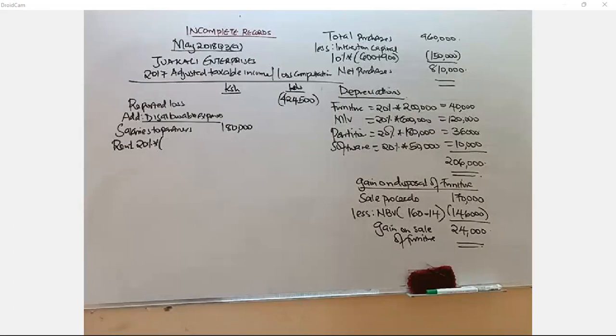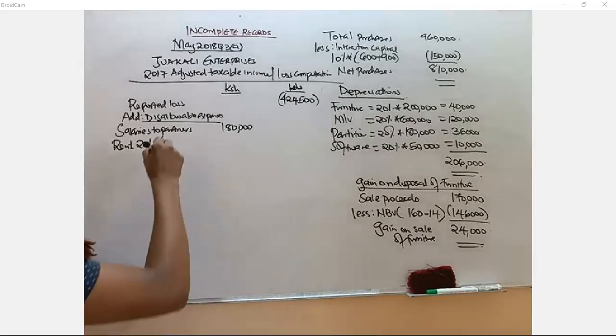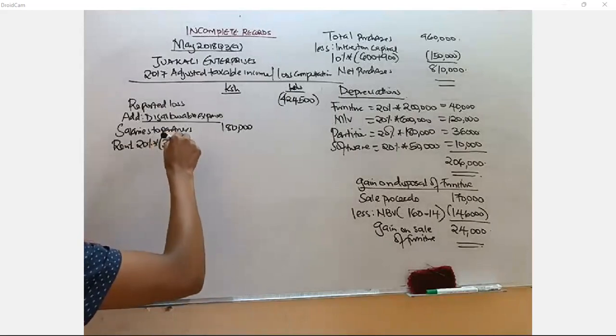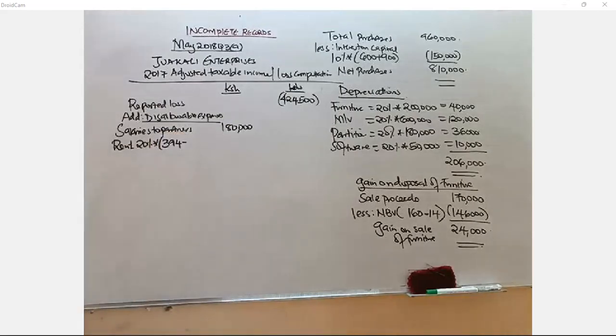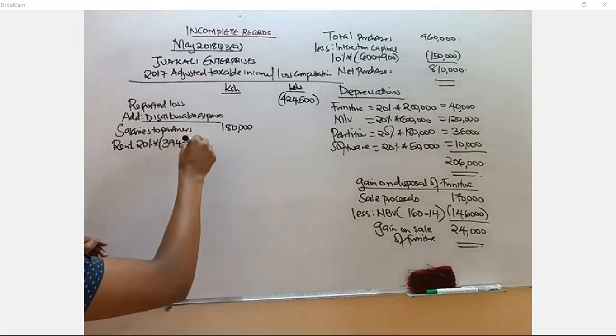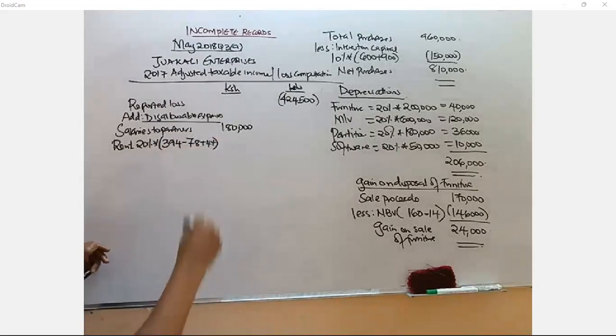Can someone see it? 394,000 on the credit side. Yes, it was 394,000, minus the balance sheet at the beginning for rent, which I can see is 78, plus 44. So how much is it? 394 minus 78 plus 44. Then you multiply by 0.2, getting 72,000 here.